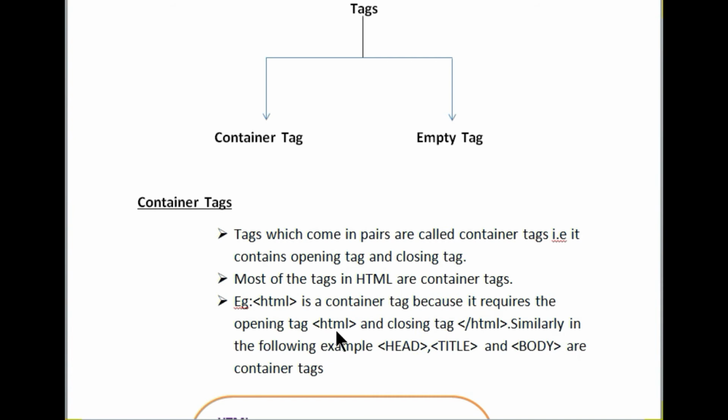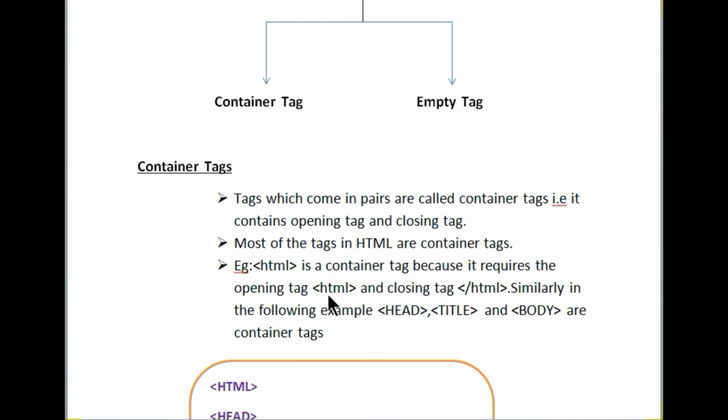What do you mean by opening tag HTML? If the command is written as such, it is known as an opening tag. Whereas if the command is followed by a slash, it is known as a closing tag. See here, HTML is followed by a slash. So this is known as the closing tag and this is known as the opening tag. So for the HTML command to work, it requires both opening tag and closing tag. So the HTML tag is known as a container tag.